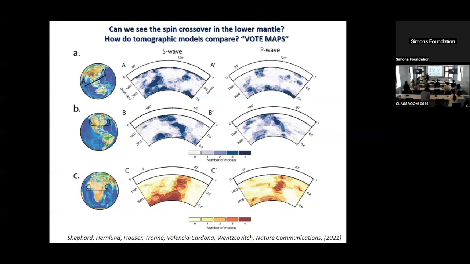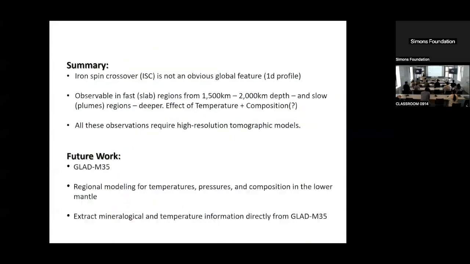And this is a hot region in the mantle, the large low shear velocity provinces. Summary. Okay, so this is how we see the signature of the spin state change in the mantle. The iron spin crossover is not an obvious global feature in the mantle because the mantle is heterogeneous.